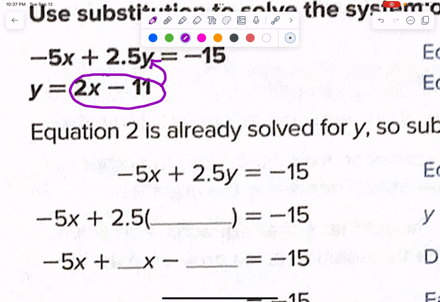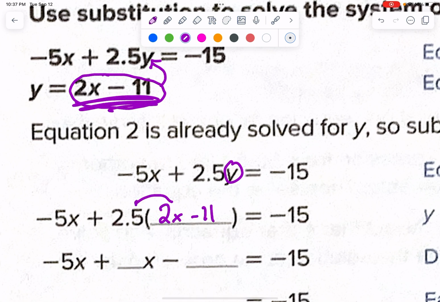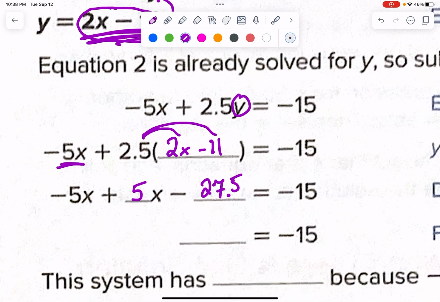So for 2.5y, instead of this y, I'm going to put the 2x minus 11, and then I'm going to distribute the 2.5 through. So negative 5x, he's just chilling. 2.5 times 2 is 5. 2.5 times 11 is, I've got to think, 22 plus 5.5, so 27.5, I believe. Yeah, 27.5, okay?